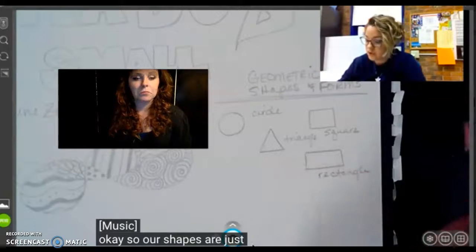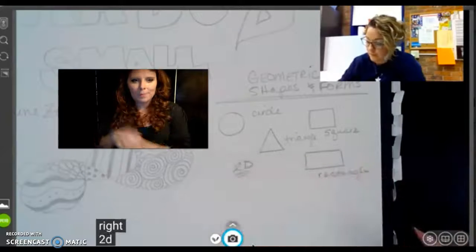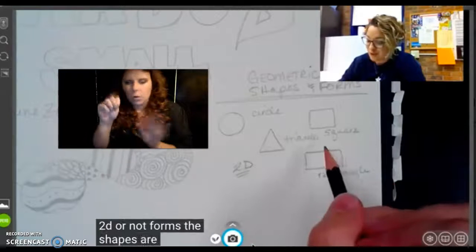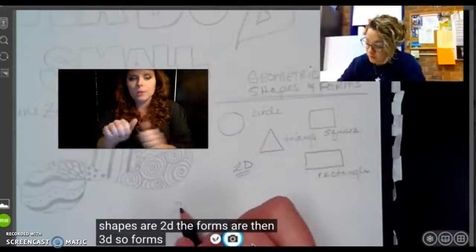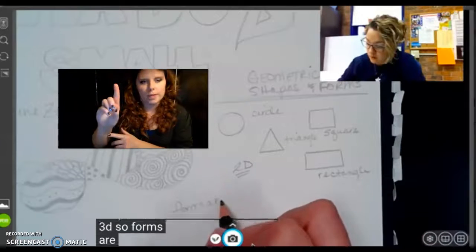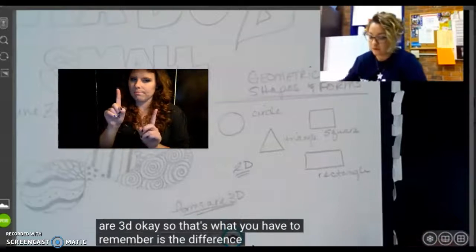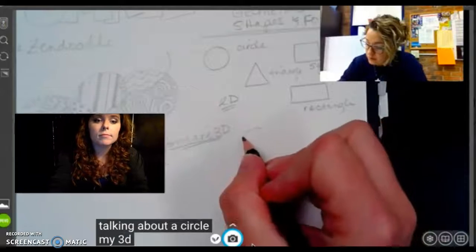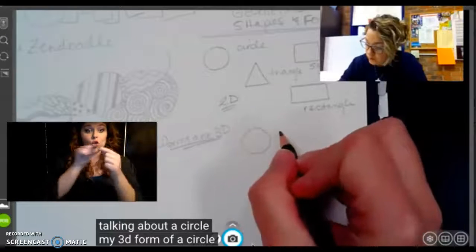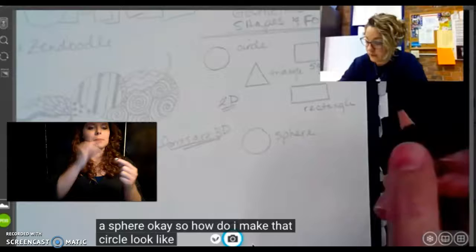Okay, so our shapes are just the 2D forms, right? Or not forms, the shapes are 2D. The forms are then 3D. So that's what you have to remember as the difference. So if I'm talking about a circle, my 3D form of a circle is a sphere. So how do I make that circle look like a sphere?